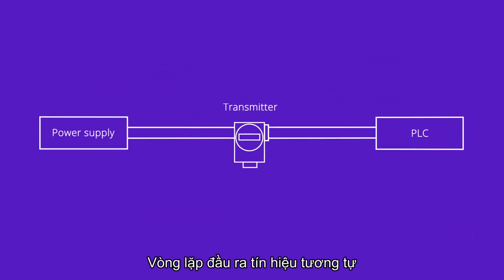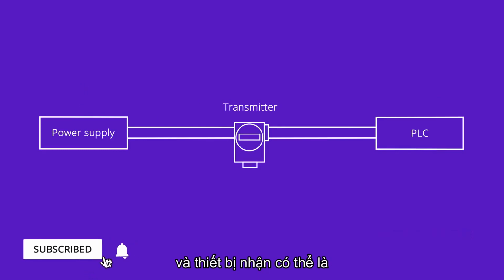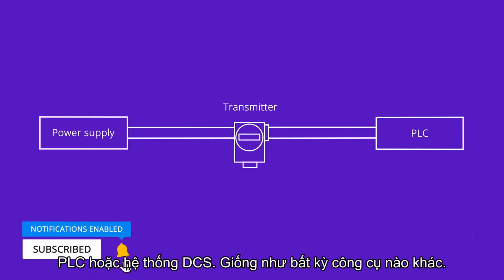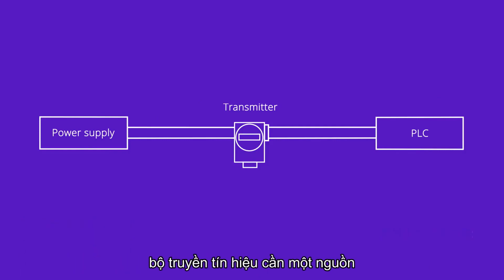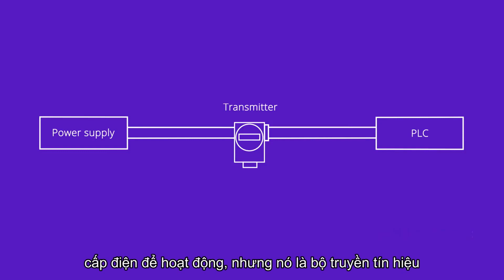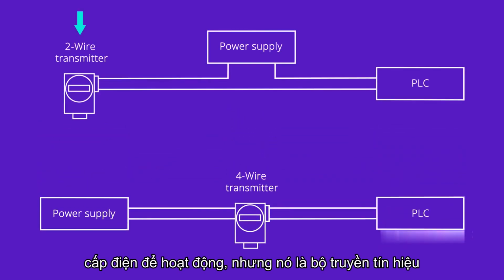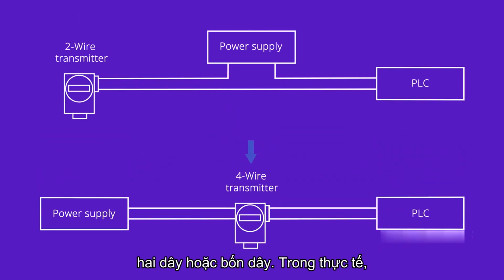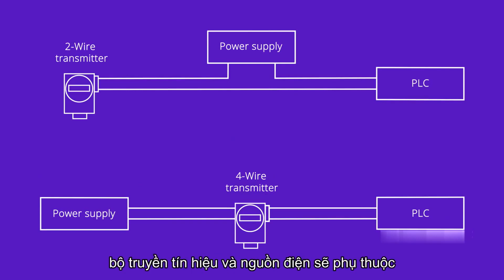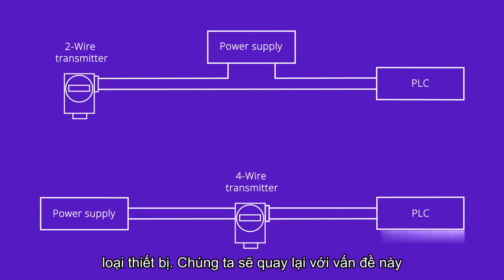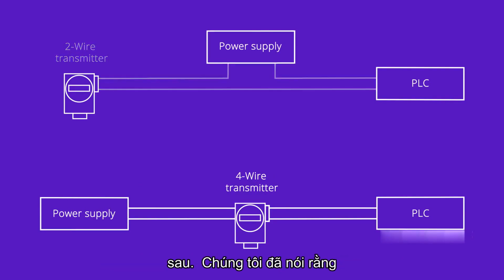The transmitter analog output loop contains the transmitter, power supply, and the receiving device, which could be a PLC or DCS. Just like any other instrument, a transmitter needs a power supply to operate. But, is it a 2-wire or a 4-wire transmitter? The actual wiring connection between the transmitter and the power supply depends upon which type it is. We will come back to that later.